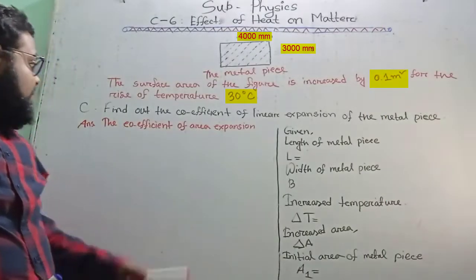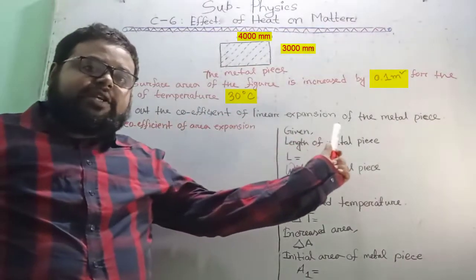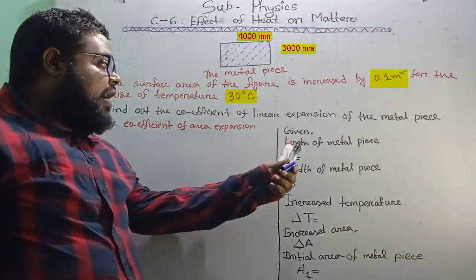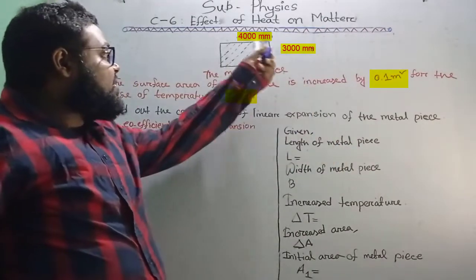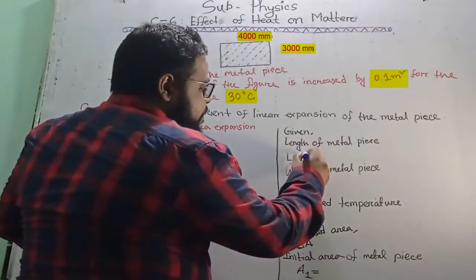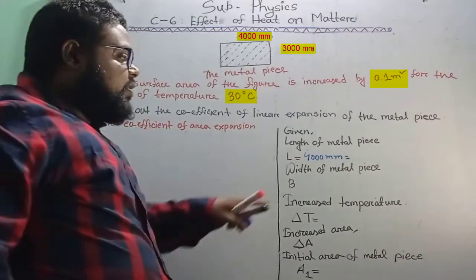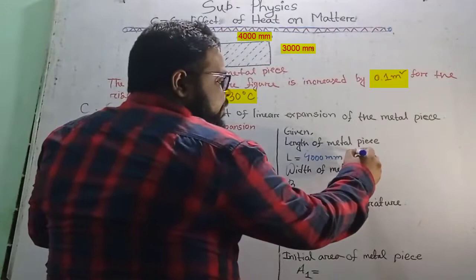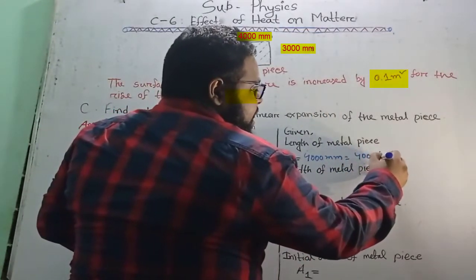Dear student, C number question is, find out the coefficient of linear expansion of the metal piece. Here first we have to write the given values. The length of the metal piece, L, equals 4000 millimeter. But we have to convert this millimeter value to meter. So if we convert millimeter to meter, we have to divide it by 1000.